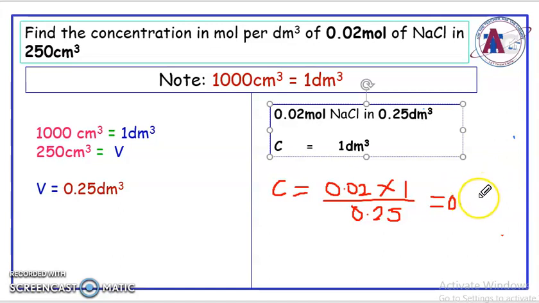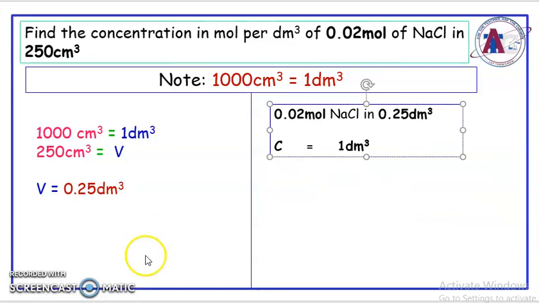Let me read it. Okay, 0.08 moles per dm³. Pardon me, I'm still learning how to use this notation for mole per dm³. Good. Do you understand me? So the concentration will become 0.08 mole per dm³.